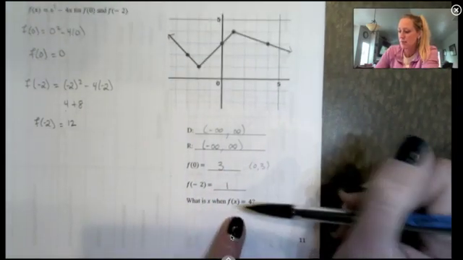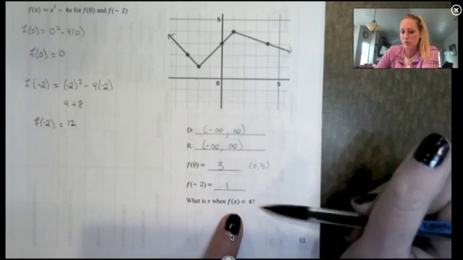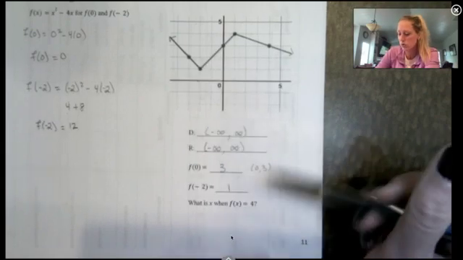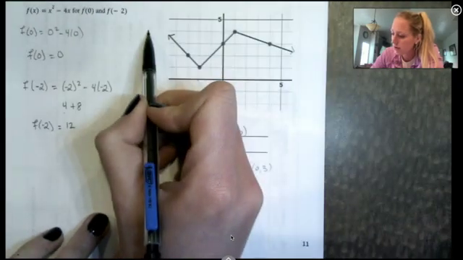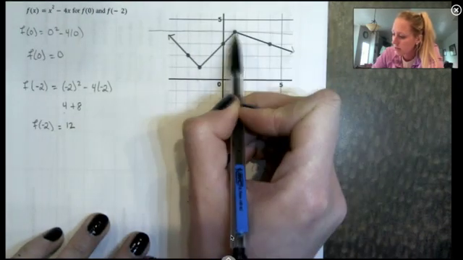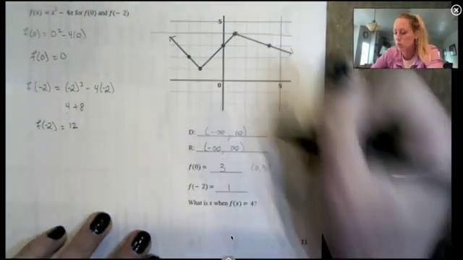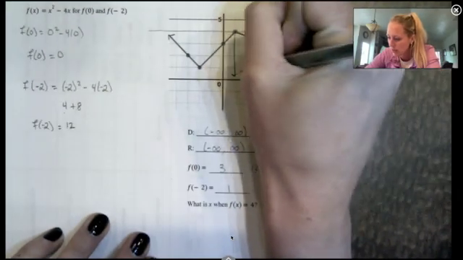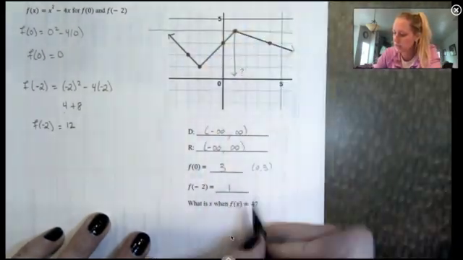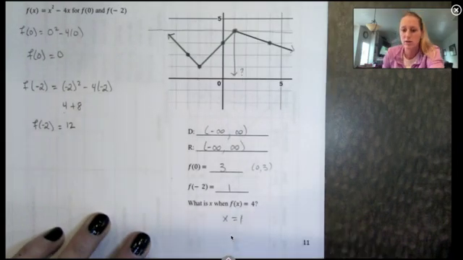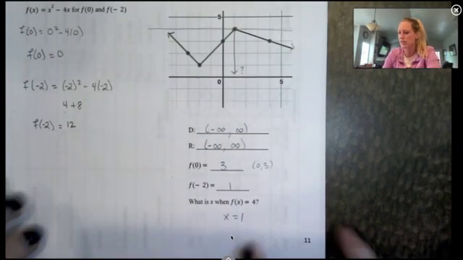Now this is asking the opposite. What is x when f of x equals 4? So f of x is y, so we're looking at when y equals 4. If I draw a line through here, this is when y equals 4. What is the x that goes with that? Well, that happens when x equals 1. So that's kind of asking it in the reverse way.